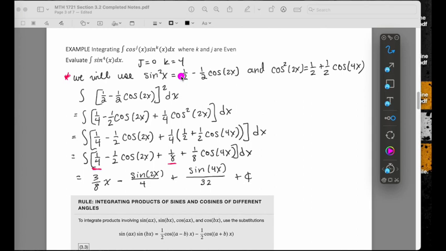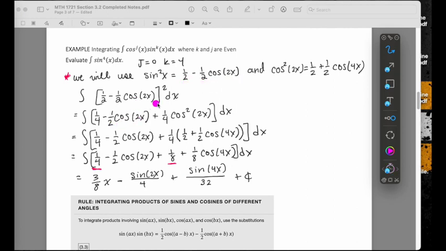And if you can't remember these, go back and look at your reference sheet. This one was rearranged for sine squared, and this one was rearranged for cosine squared. And so we're going to use these formulas here to substitute so that we can evaluate this integral easier. So I'm going to rewrite sine to the 4th as sine squared squared. And that way I can replace the inner sine squared with 1/2 minus 1/2 cosine 2x. I'm replacing it with this.